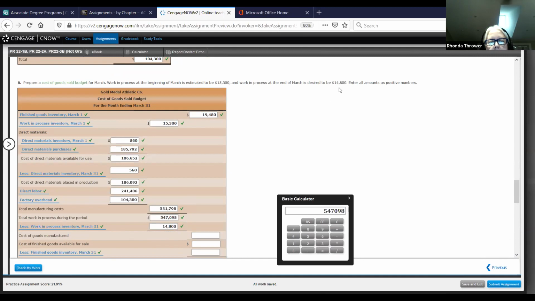Now we're going to subtract our work in process inventory from that. Remember, that was the given amount from above that I just plugged in here. So I'm going to subtract out 14,800, and that will leave you with 517,498.